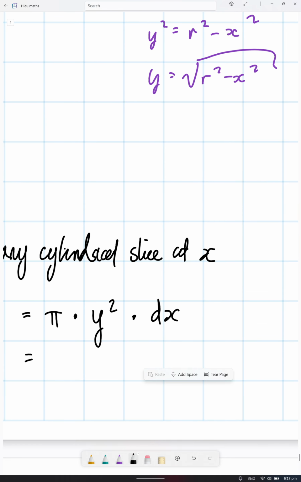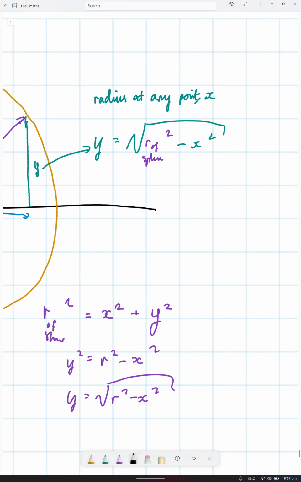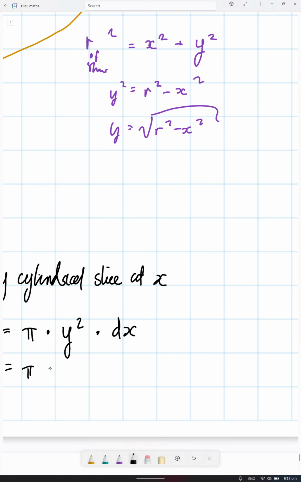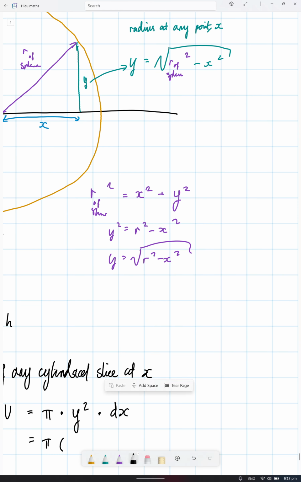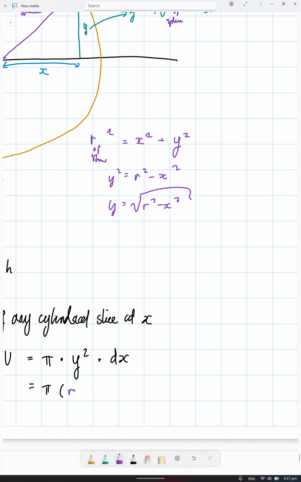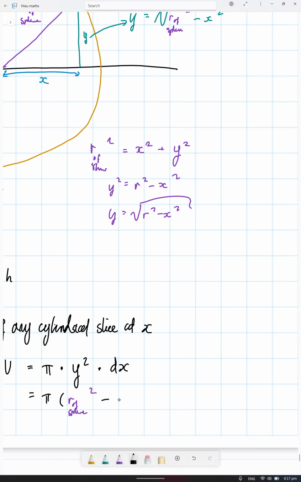Then let's expand y. Let's substitute what y equals. So y equals this, that's a square root, so we're just going to open that square. I'm going to keep this r in purple, radius of sphere, squared minus the x squared, multiplied by dx.